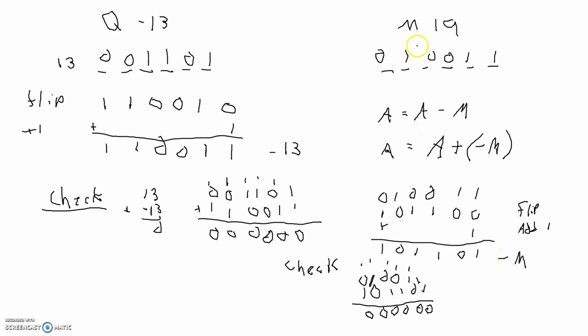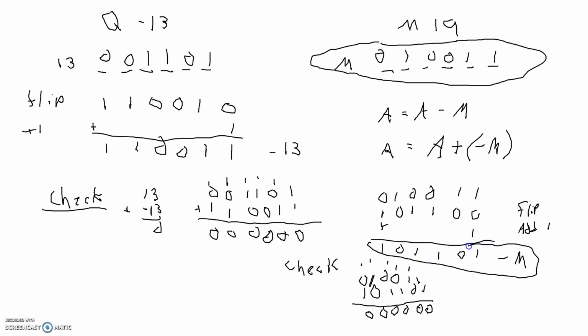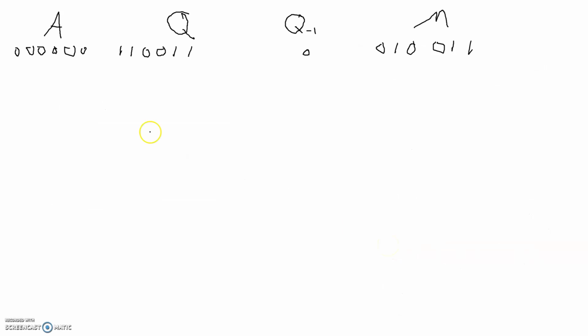I'm probably going to be coming back here periodically. And so what I want to do, just for emphasis, is remind that this is M and this is our negative M. So if we do have to do A equals A minus M, it's this negative M that I'm going to be adding. Okay, so this piece up here, this is the initialization step.